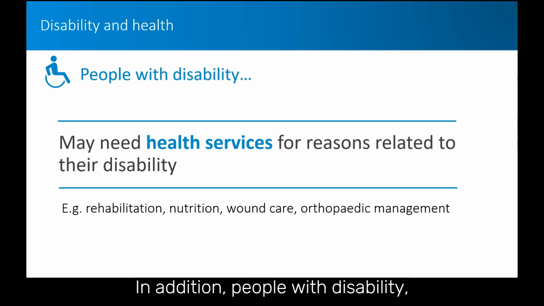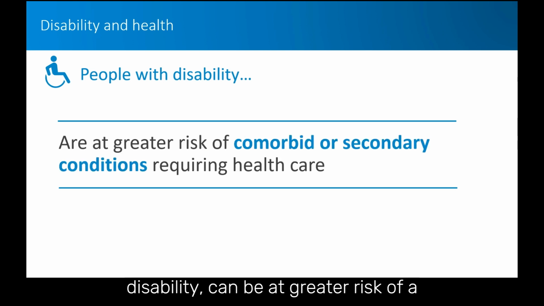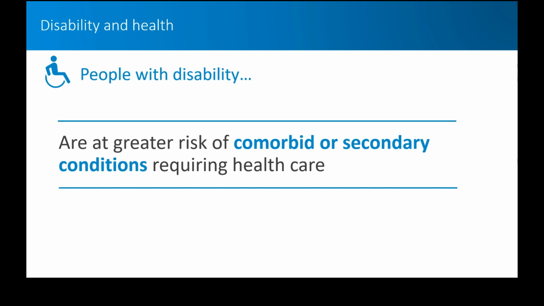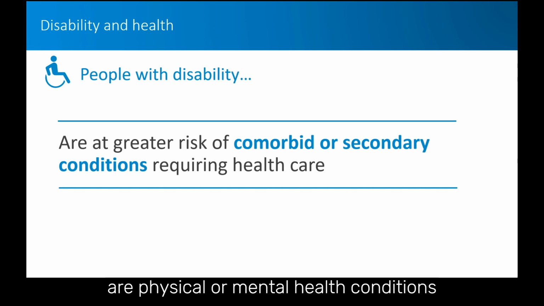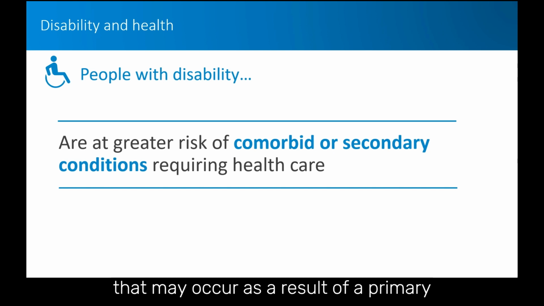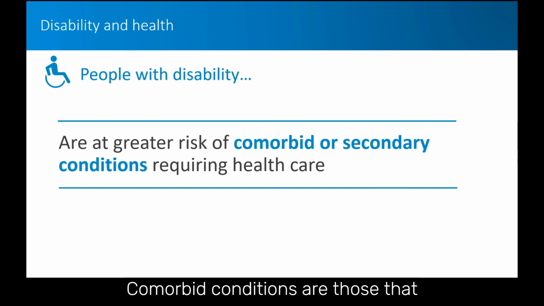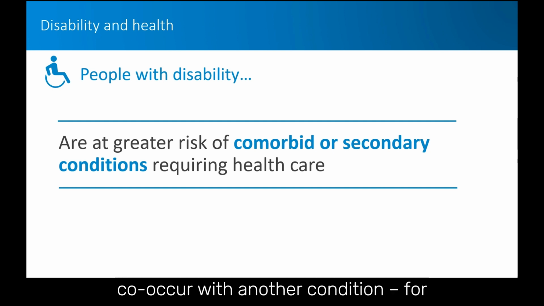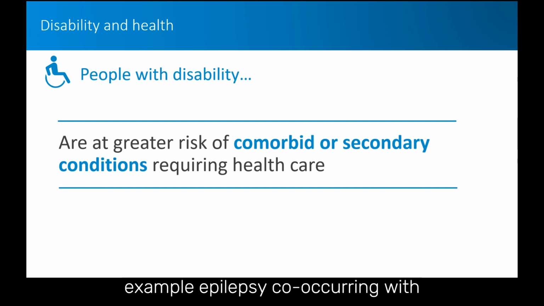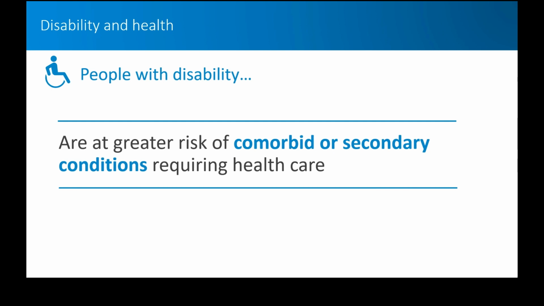In addition, people with disability, depending on the nature of their disability, can be at greater risk of a range of secondary, comorbid, or age-related conditions that also require healthcare. Secondary conditions are physical or mental health conditions that may occur as a result of a primary condition, for example, pressure sores in people with spinal cord injury. Comorbid conditions are those that co-occur with another condition, for example, epilepsy co-occurring with autism.